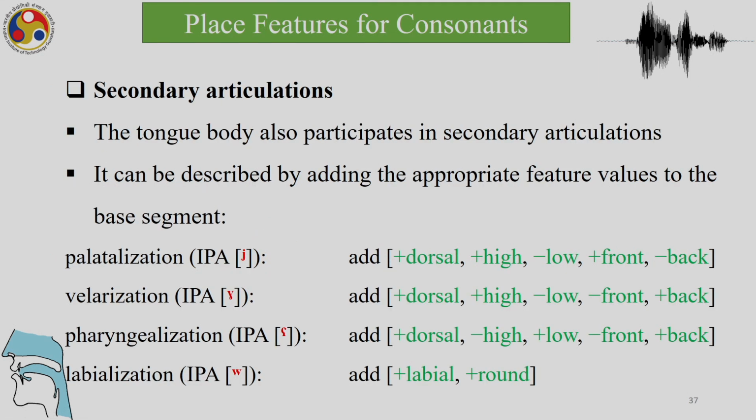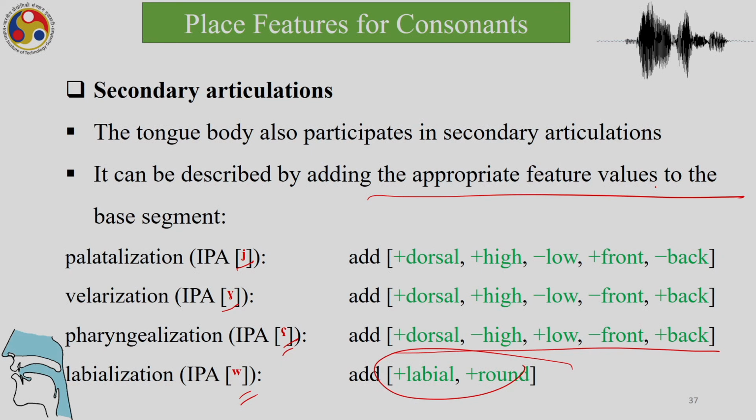So secondary articulations are shown with a superscript like this, such as the pharyngeal sound or the labialized sound. And additionally, these are the features that they have because of the additional secondary articulation, and the appropriate feature values are added to the base segment. So that's how secondary articulations are represented in the phonology.